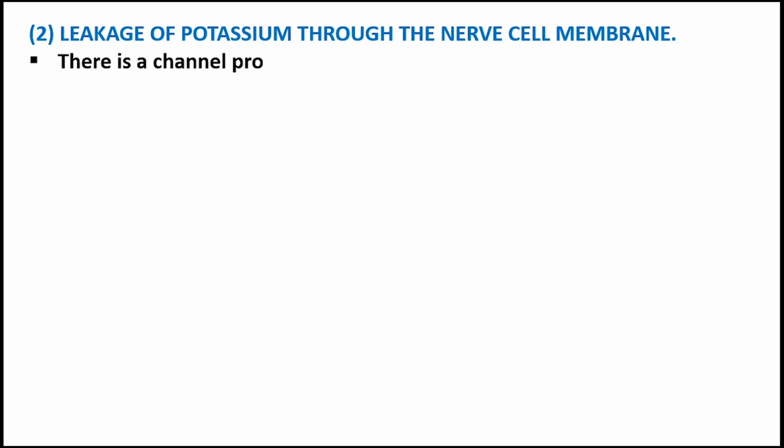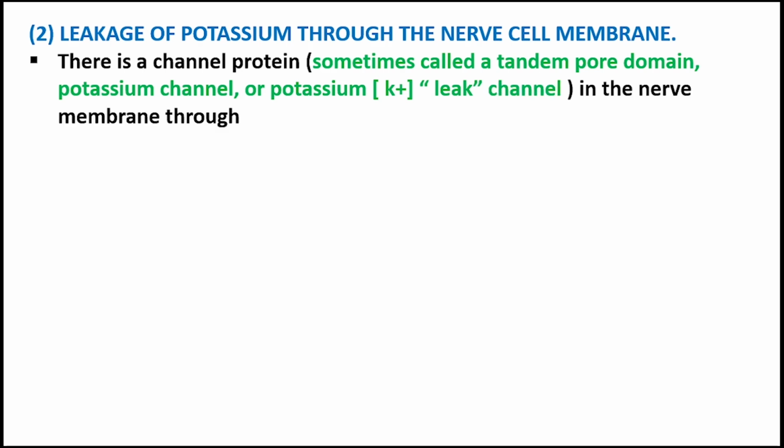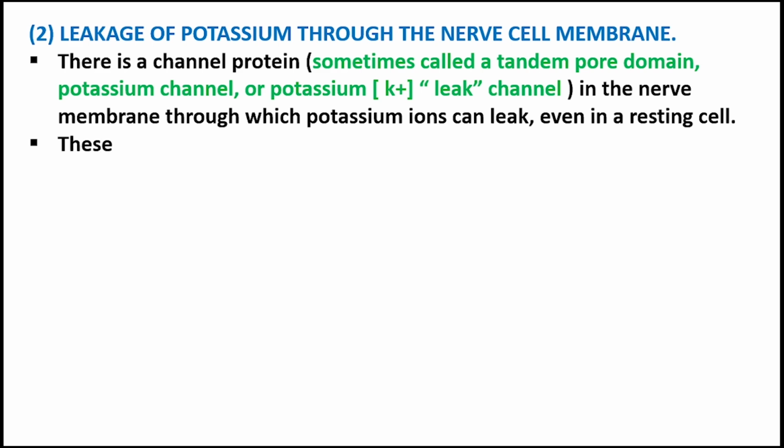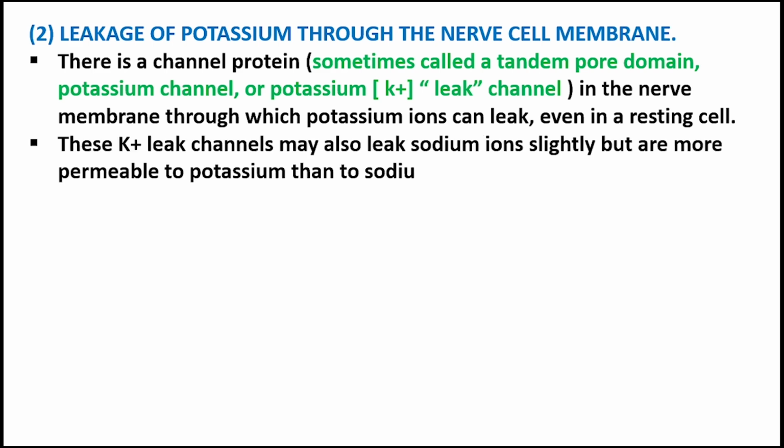Leakage of potassium through the nerve cell membrane. There is a channel protein, sometimes called a tandem pore domain potassium channel, or potassium leak channel, in the nerve membrane through which potassium ions can leak, even in a resting cell. These K+ leak channels may also leak sodium ions slightly, but are more permeable to potassium than to sodium, normally about 100 times more permeable.